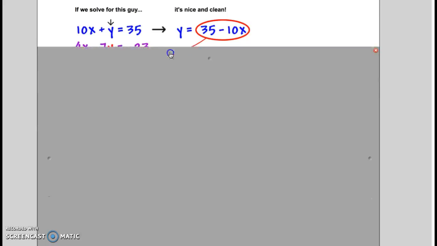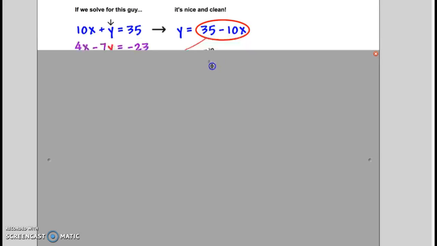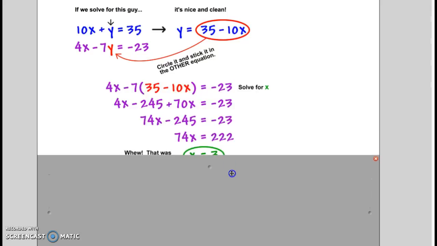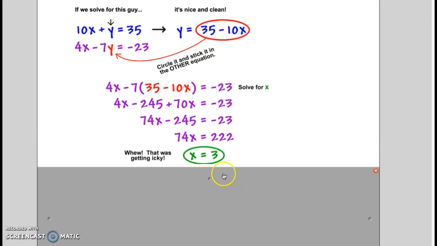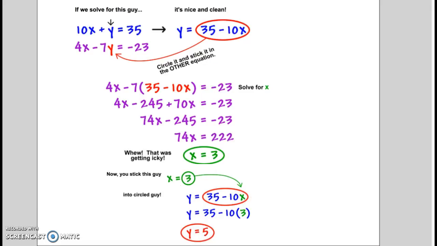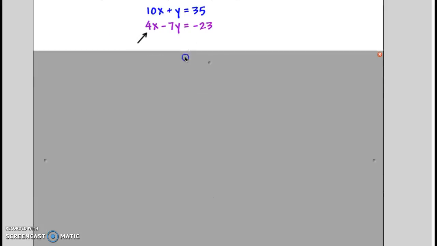Alrighty, so because this y variable here has a coefficient of 1, that's what I'm going to solve for because it's going to make my life so much easier. So you substitute, solve for x, you get x equals 3. Go back in to that y equation. Wherever you see an x, you'll put in a 3. You'll get y equals 5. So your point of intersection will be 3, 5. And make sure it works in both equations.